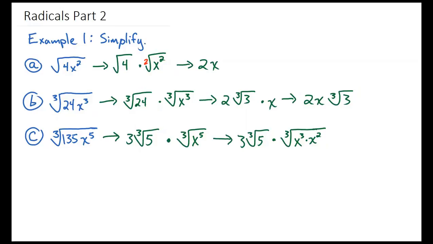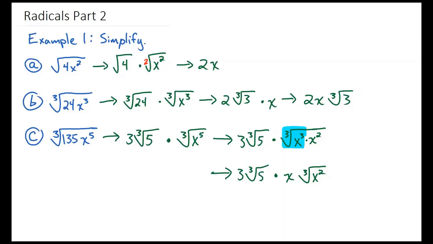Now, this x to the 3rd, that will cancel out, and we'll end up with just an x. But the x squared part doesn't cancel at all because there's not enough there. A cube root cannot undo a square. You have to have at least 3 things for it to undo. And so we're just left with leaving that as the cube root of x squared.